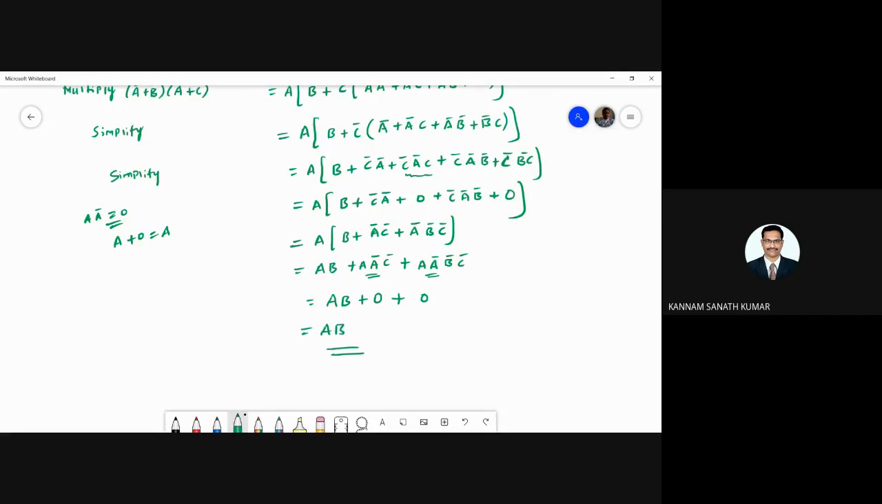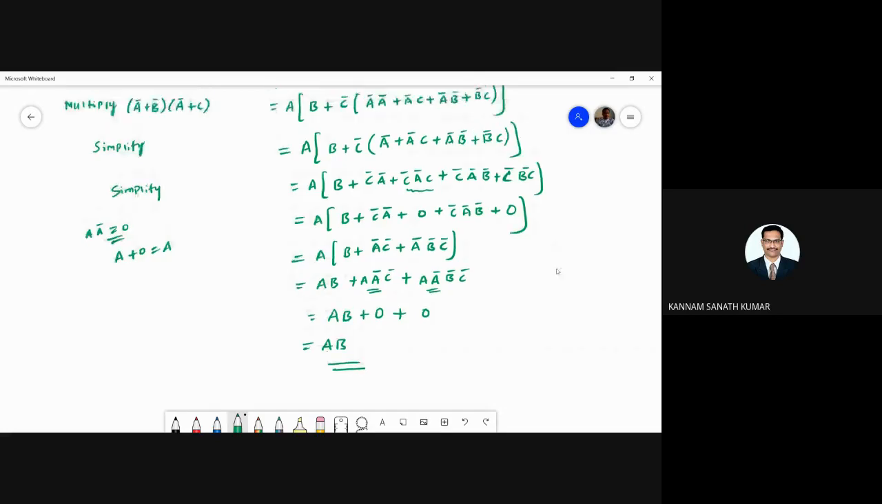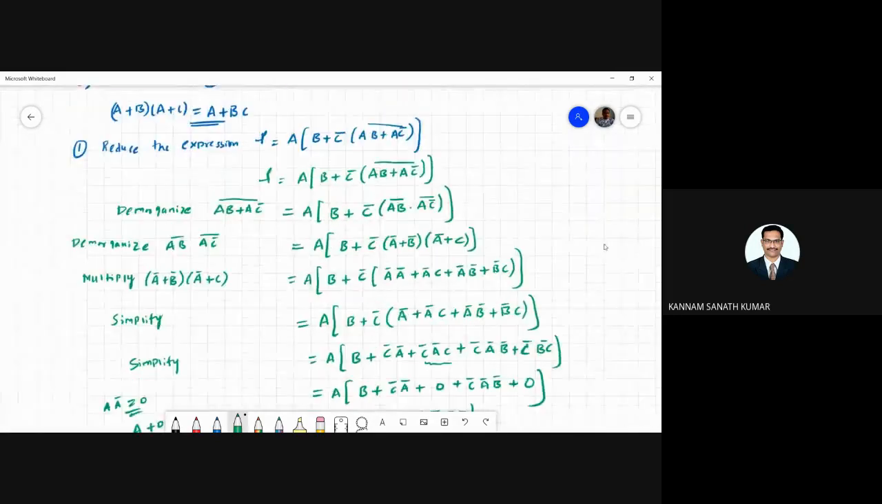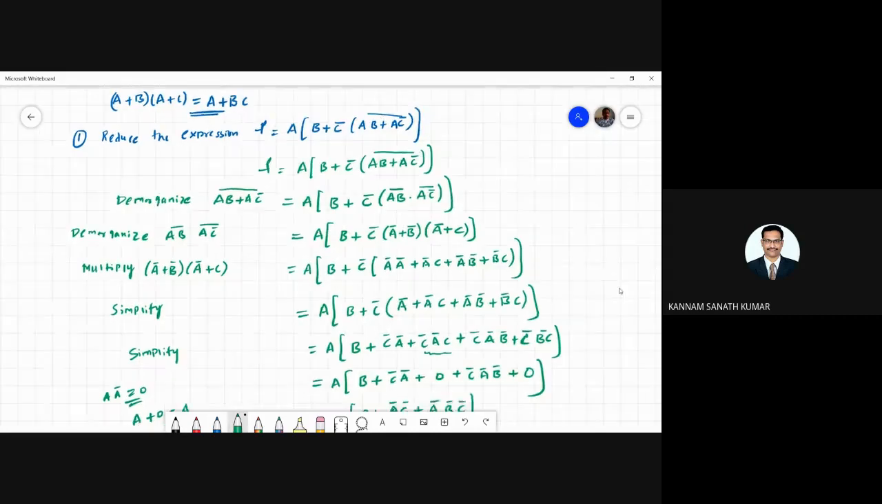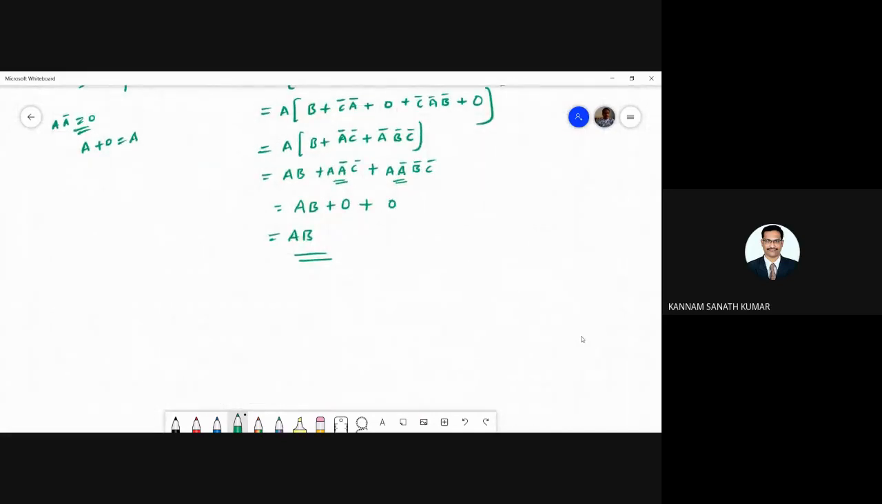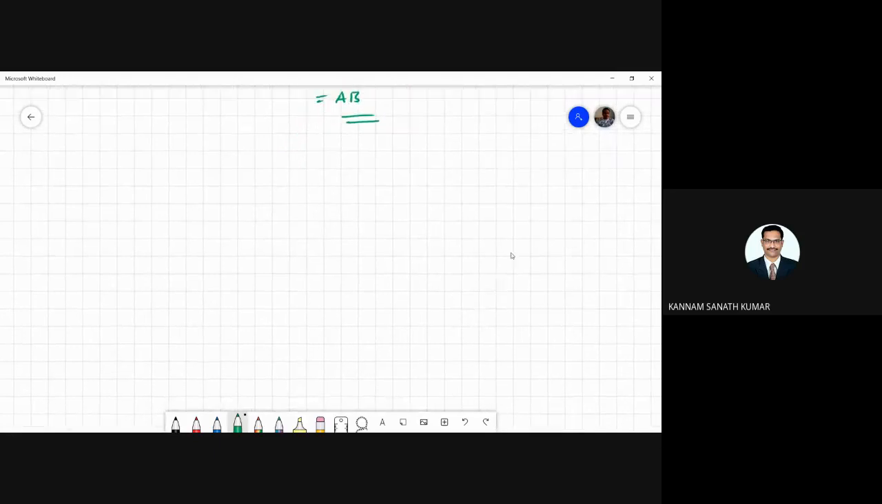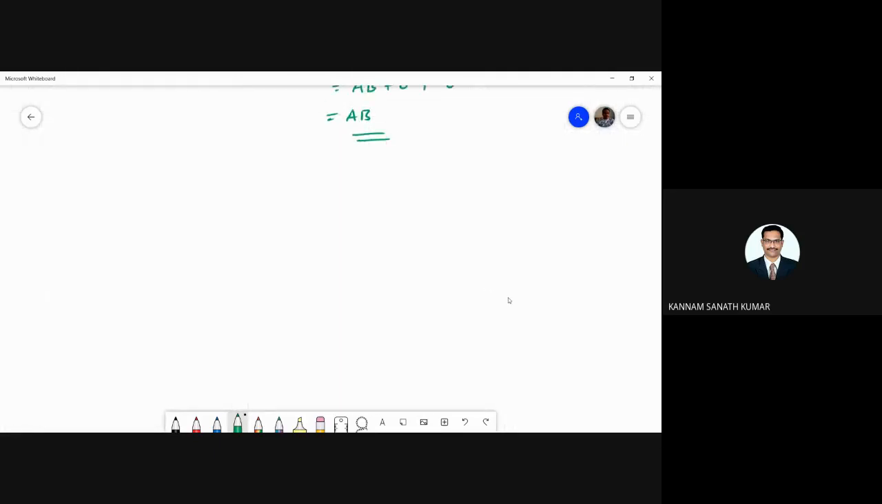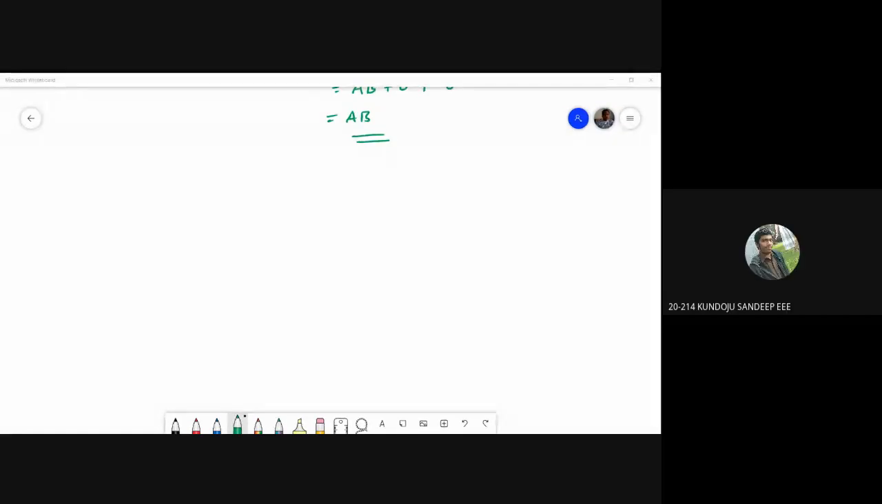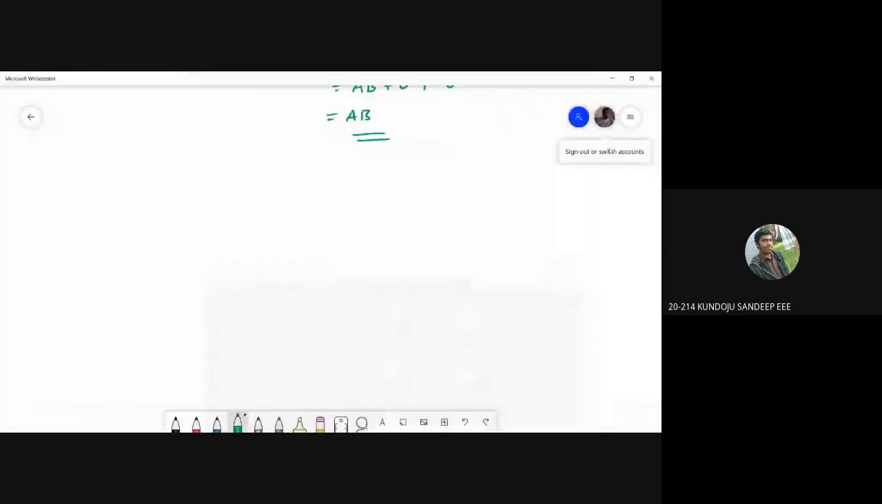So you reduce the given expression. What is my given expression? (AB + AC̄) whole bar, A into B plus C̄, equals AB. Is it okay? Any doubt in this? No, sir. Students? Okay.